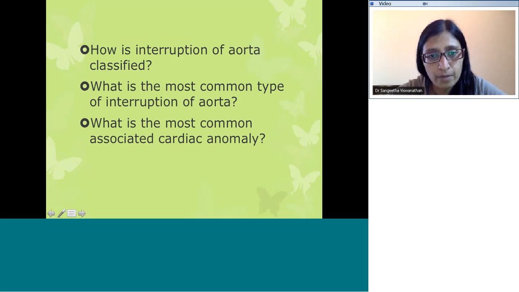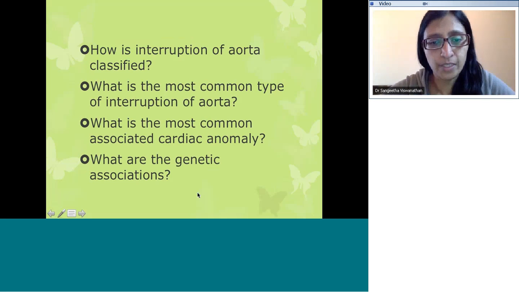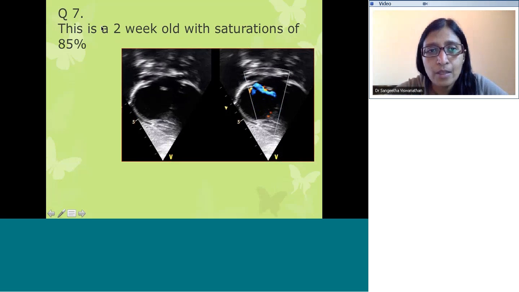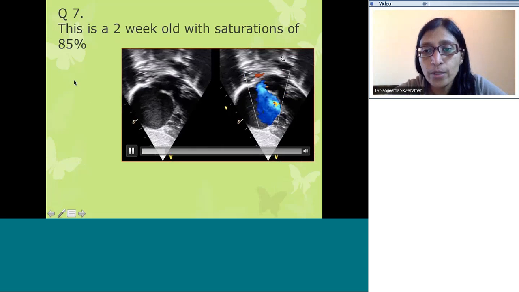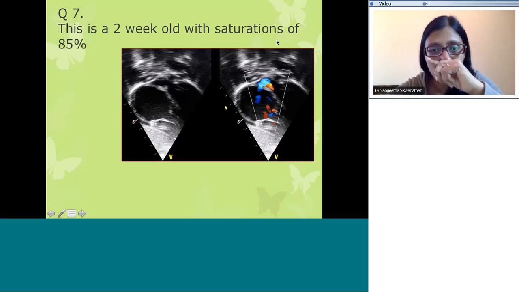I think we have covered these questions. And the most common associated cardiac anomaly? VSD. Perfect. Very good. Okay. So next here, we have a 2-week-old with saturations of 85%. So what can you see here?